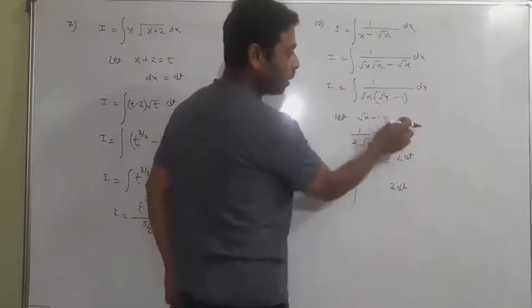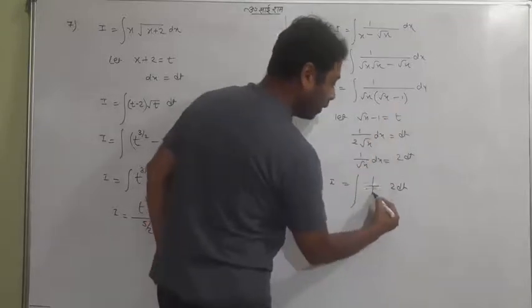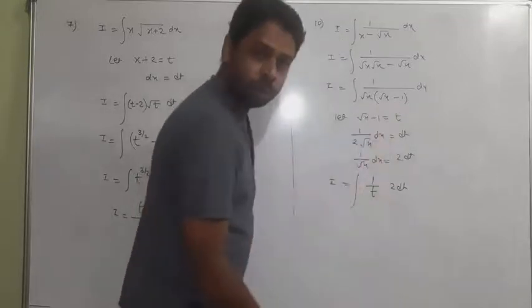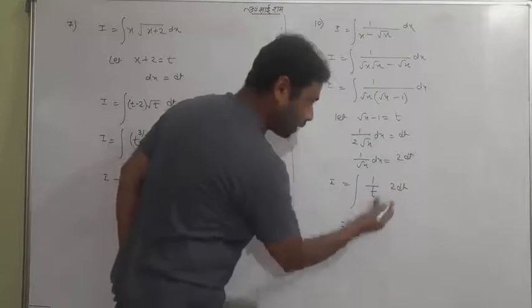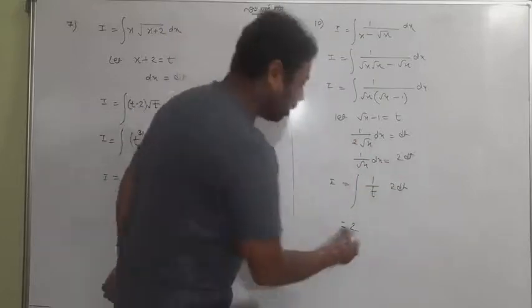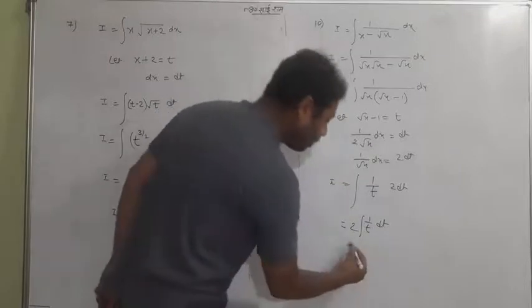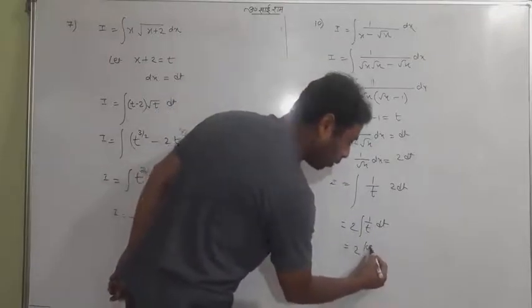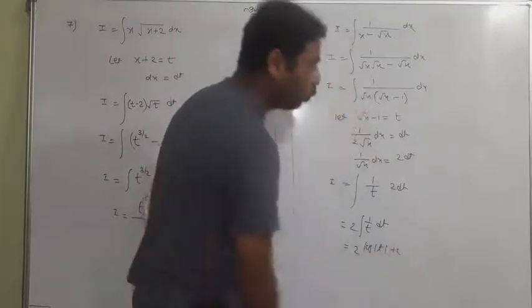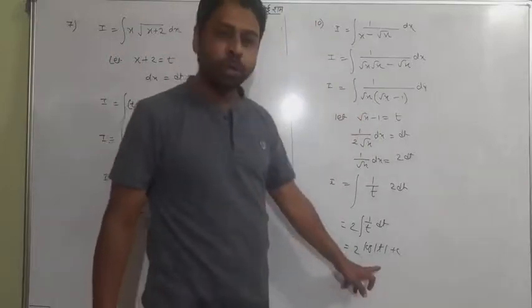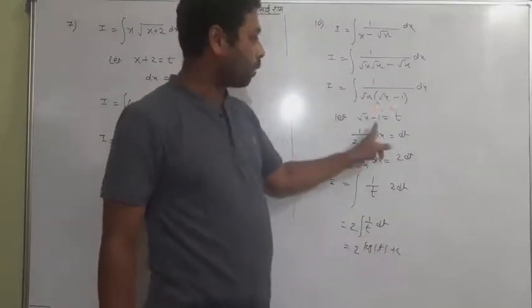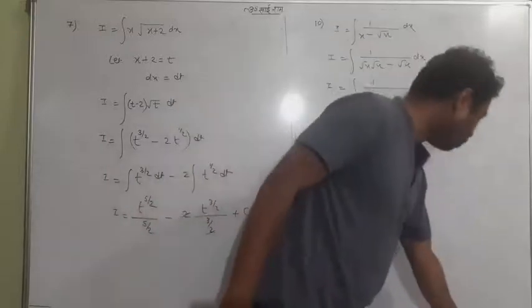And this whole thing was t, so 1 by t. Now you can take out 2 as a constant, as a common factor, and only 1 by t dt is remaining there. So the integration of 1 by t is log t, and the final term you know it, you just have to write instead of t, that only, root x minus 1. Okay, so this was the question.